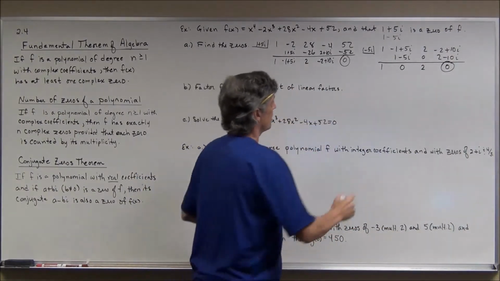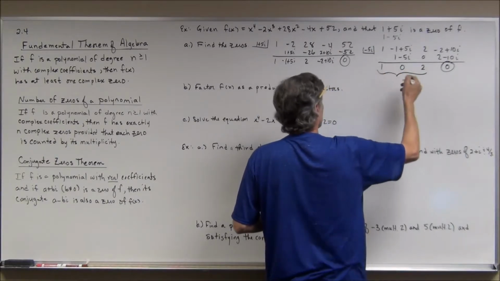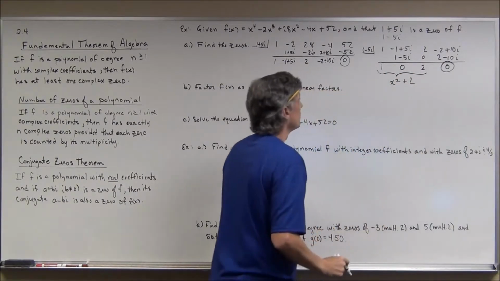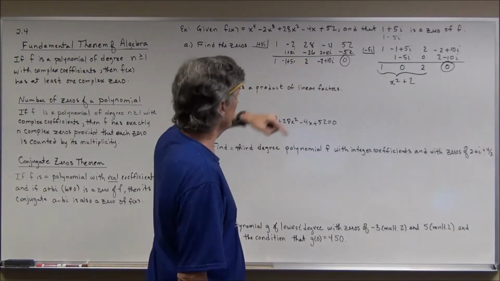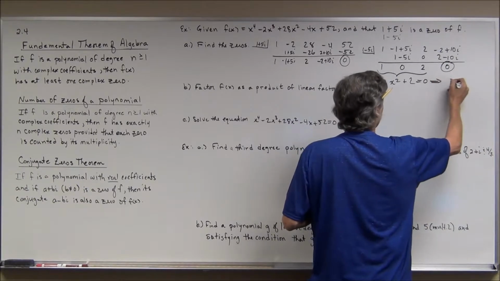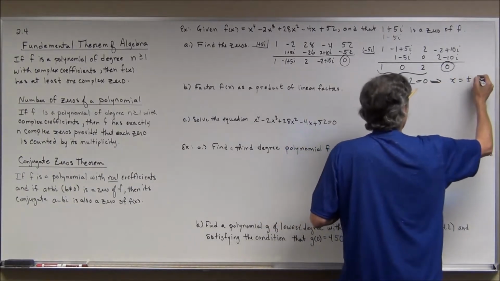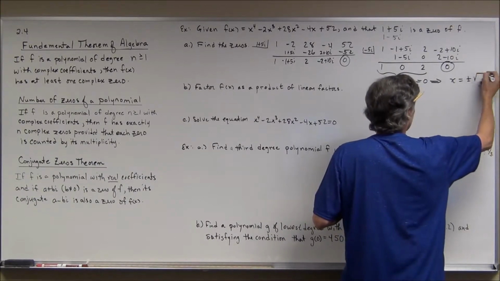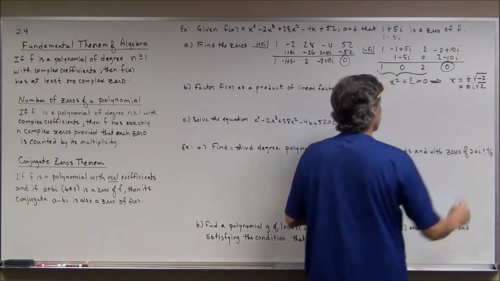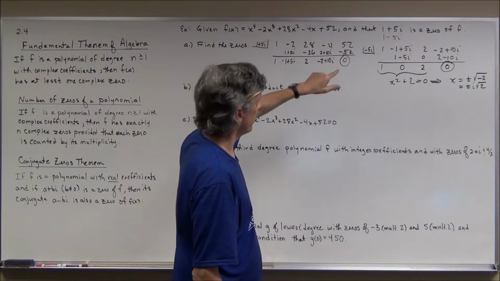But look at my depressed polynomial that remains. My constant term, my x squared term. This gives me x squared plus 2. Well, I have my other two zeros. Because if I set this equal to 0 and I solve, I'll get x equals plus or minus, subtract 2 from both sides, the square root of negative 2, which is plus or minus i square roots of 2. So I have 4 zeros, and they're all imaginary.